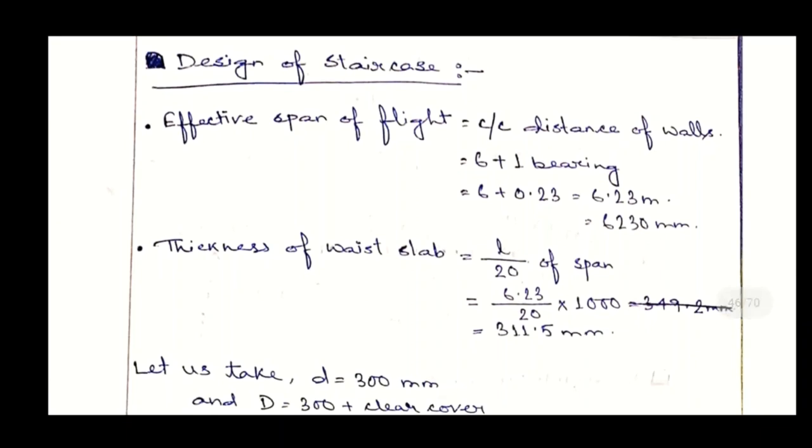Now the effective span of the flight is equal to the center distance of walls. So 6 meter is the clear span plus half bearing plus half bearing on both sides, one bearing that is 0.23 meter. So 6.23 meter is the effective span or 6230 mm. Now the thickness of the waist slab is, as per thumb rule, L by 20 of the span for a simply supported slab, that is equal to 6.23 by 20 into 1000, that is equal to 311.5 mm.